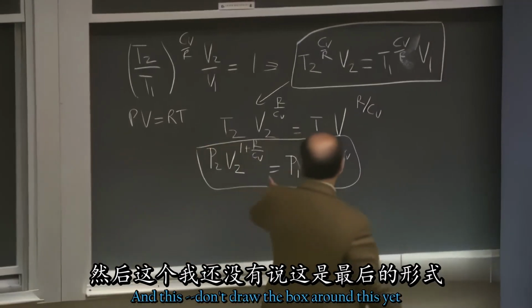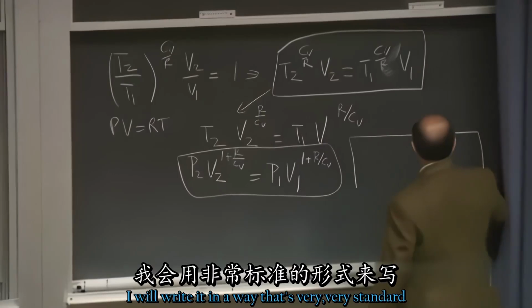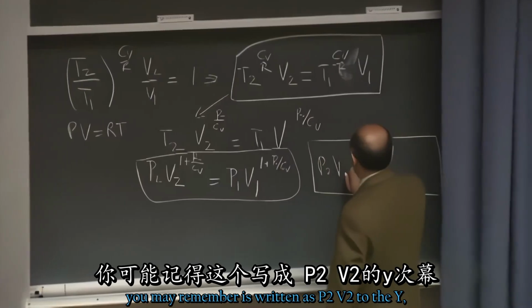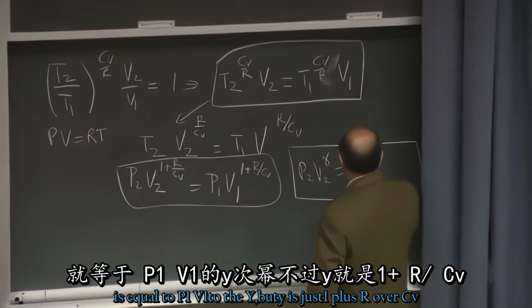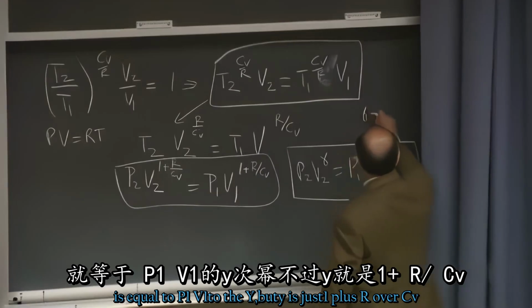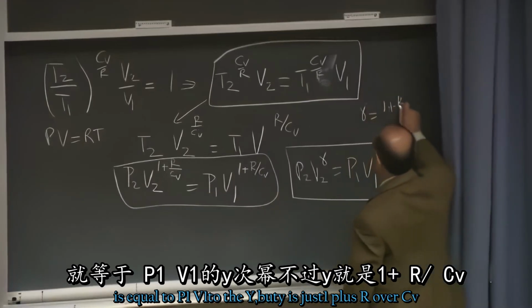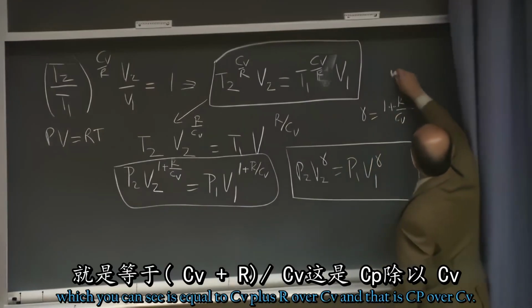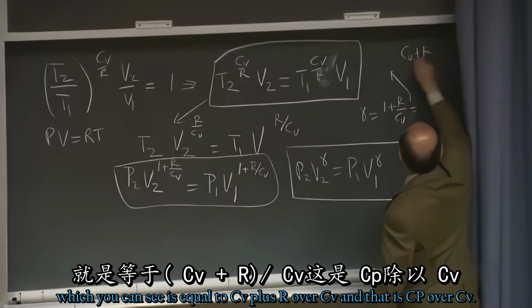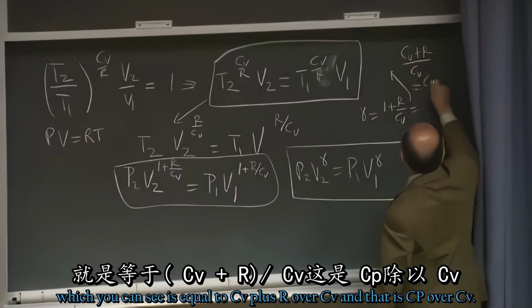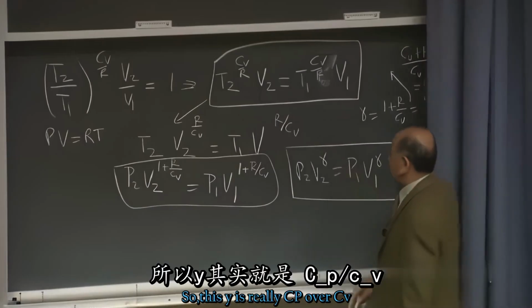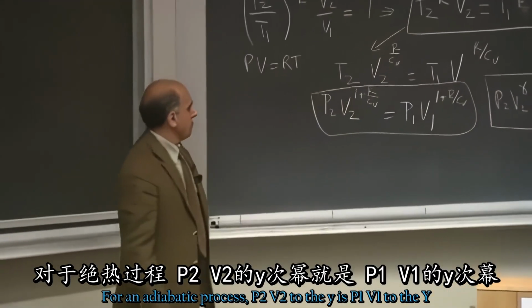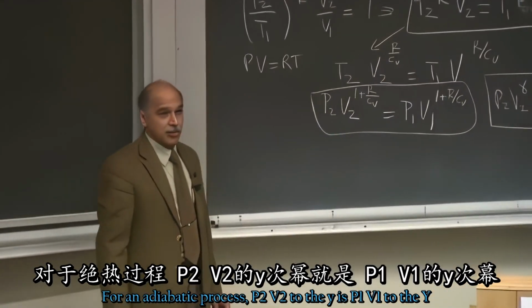And this, don't draw the box around this yet. I will write it in a way that's very, very standard. If you remember your high school days, it's written as P2 V2 to the gamma is equal to P1 V1 to the gamma. But gamma is just 1 plus R over CV, which you can see is equal to CV plus R over CV, and that is CP over CV. So this gamma is really CP over CV. For an adiabatic process, P2 V2 to the gamma is P1 V1 to the gamma.